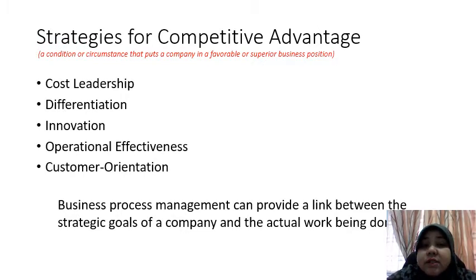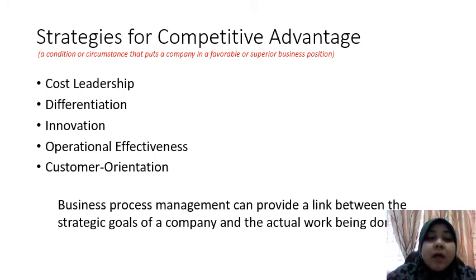Alright. Okay, dalam strategies for competitive advantage, this is our first model. In this chapter, we're gonna learn about 3 models. This is our first model, which is the strategies for competitive advantage, which is a condition or circumstances that put a company in a favorable or superior business position. Kena pasang strategi lah kalau nak to become companies that are top of the list in the industry. So these are the 5 factors that they must focus on. The strategies that must be focused on, and always sentiasa consistently study analisisnya supaya able to keep being competitive.